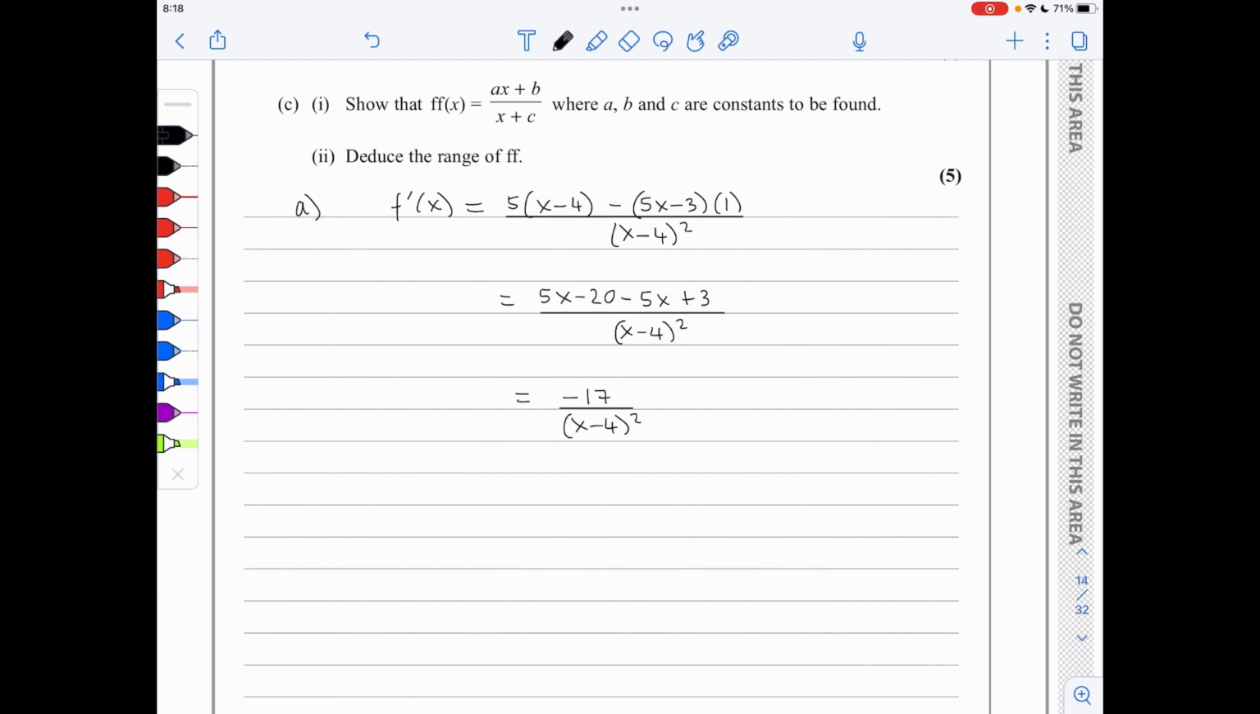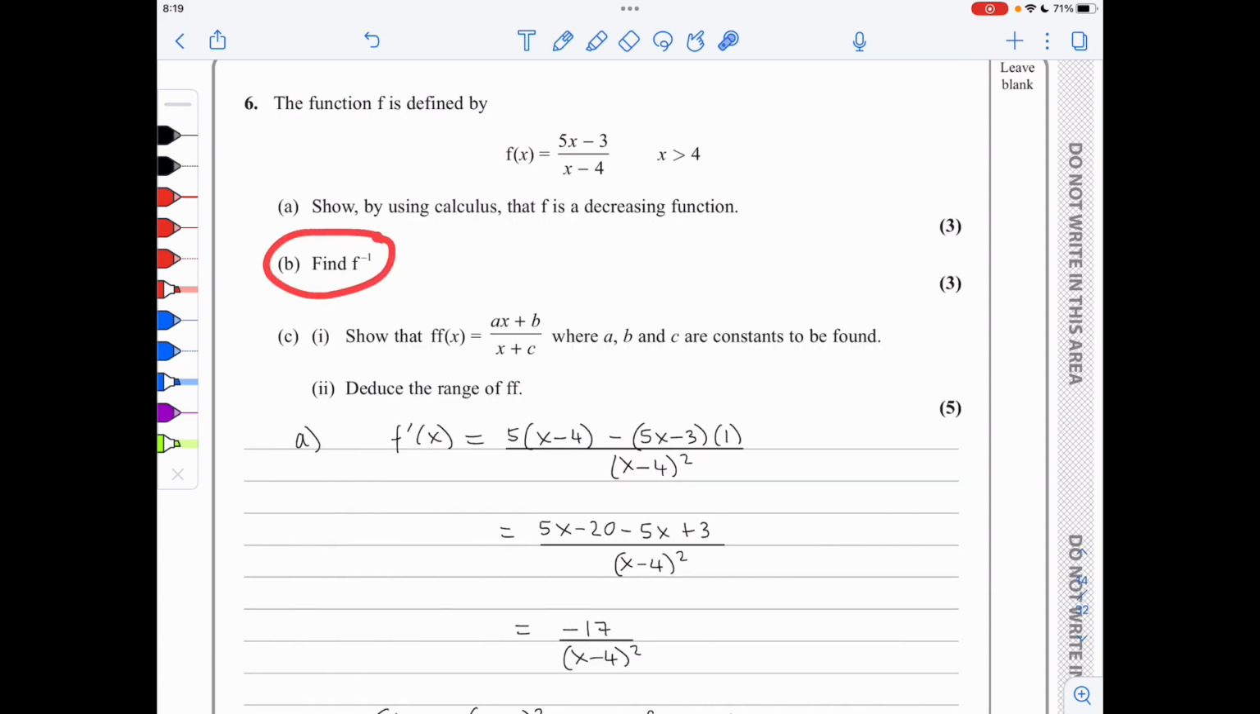Now we know that (x - 4) squared is greater than 0 for x greater than 4, the domain of this function, and therefore this means that -17 over (x - 4) squared will be less than 0 for all values of x, and therefore we conclude that the derivative will be negative and hence f(x) is a decreasing function.